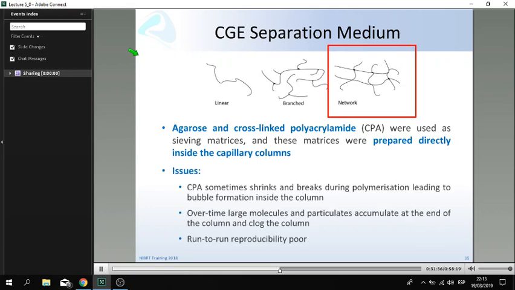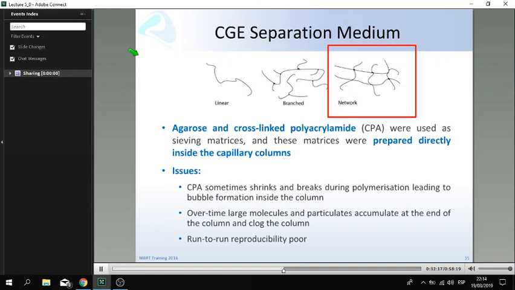This led to a lot of issues, because when you polymerize your network of branches inside the capillary, it sometimes shrinks and breaks during polymerization, and then you get bubble formation inside the column. Bubbles inside the column will stop your sample from traveling through the capillary. Then over time, large molecules and different particulates accumulated at the end of the column and would clog it, so you couldn't really use the column for a long time.